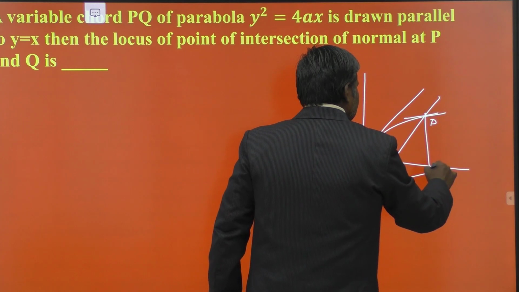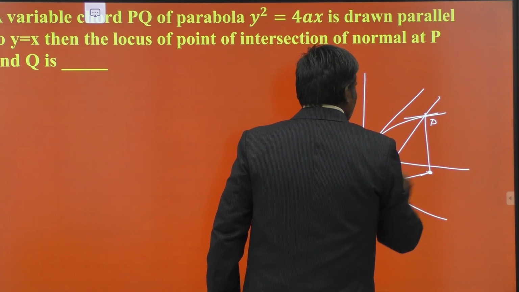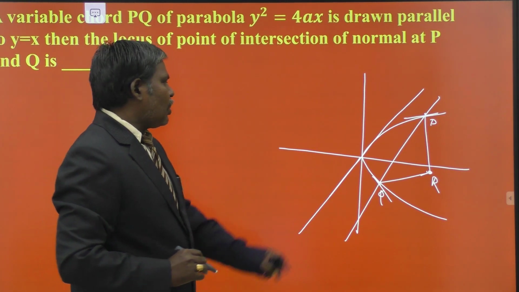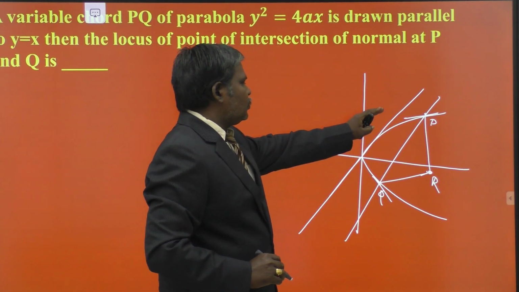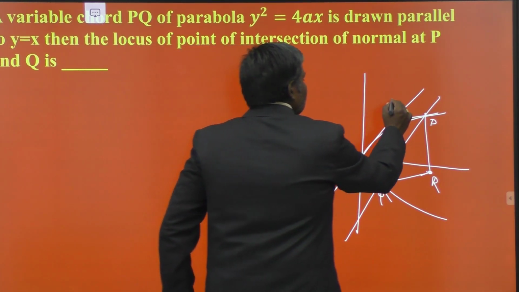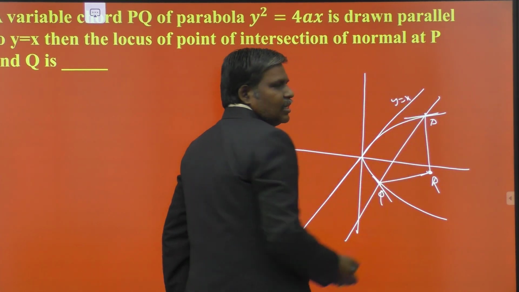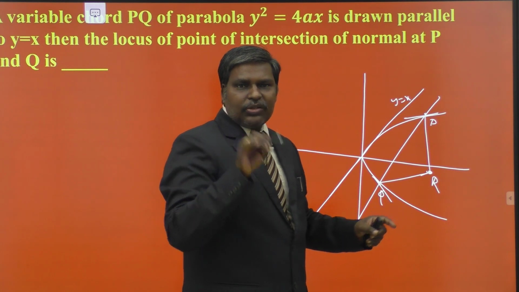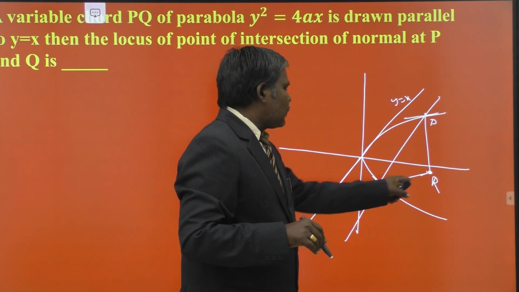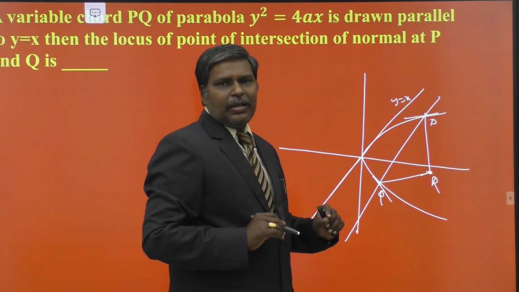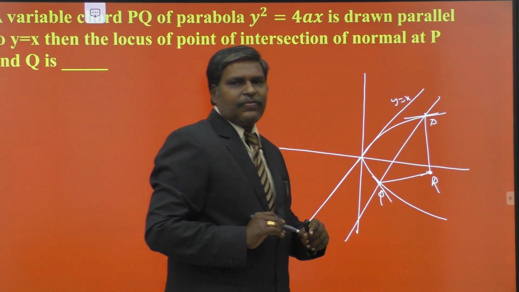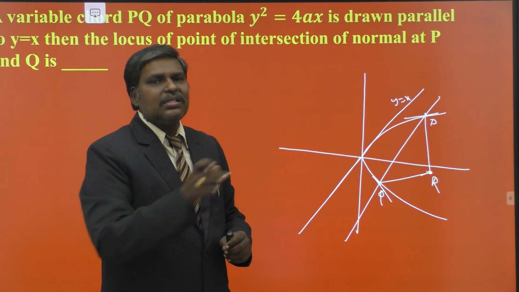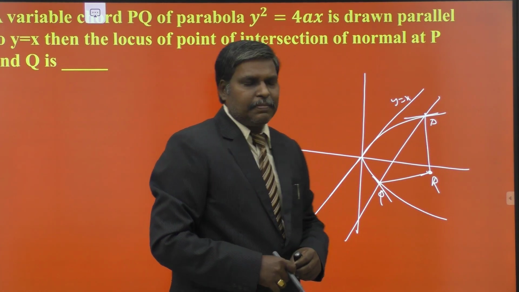Suppose these normals intersect at this point, we have to find out the locus. So how many chords can we draw to this line y is equal to x? You can draw an infinite number of chords. For every chord there exist two extremities. At those extremities you have to draw the normals to this parabola. They intersect at different points. You have to collect all those points. You get some locus. That is what you are going to find out here.